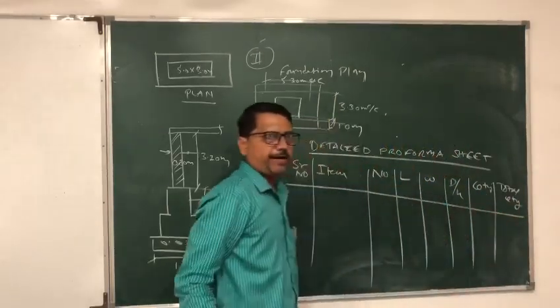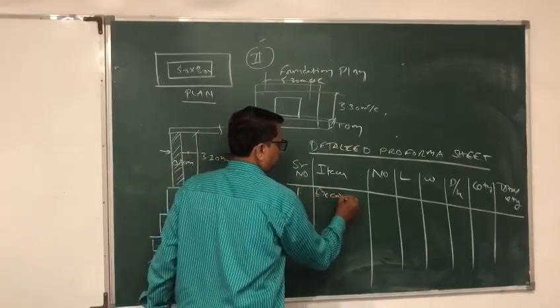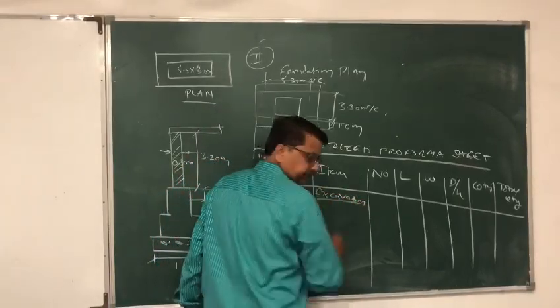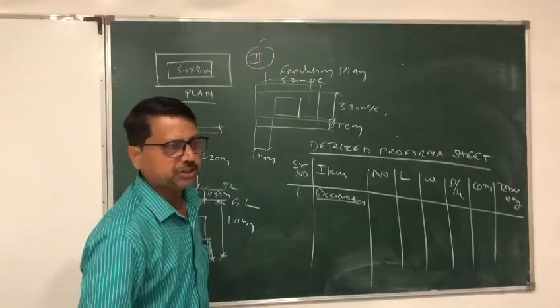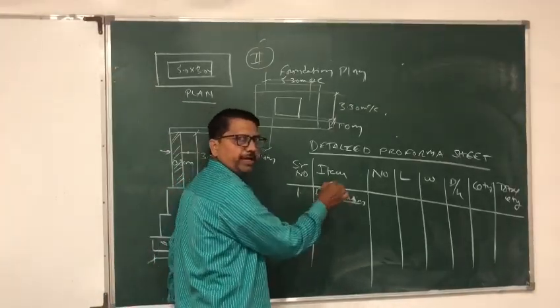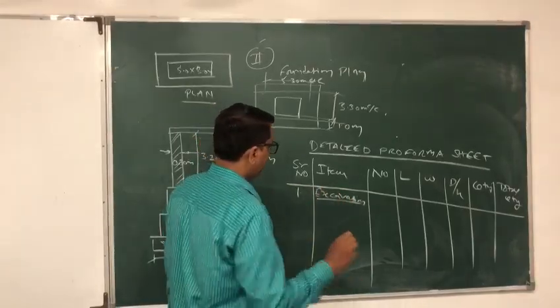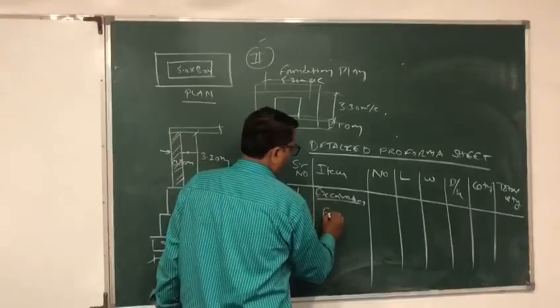Now we will start finding the quantities. Number 1, excavation. Before writing excavation, you should write the specification: excavation in all types of soil, including dewatering, consolidating, lift, etc., complete.